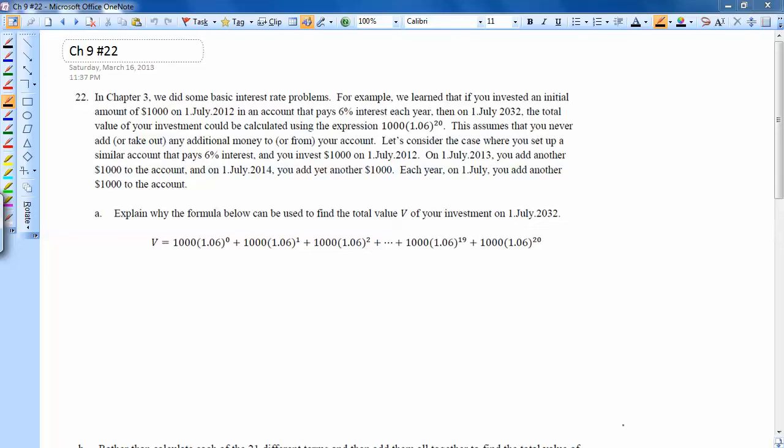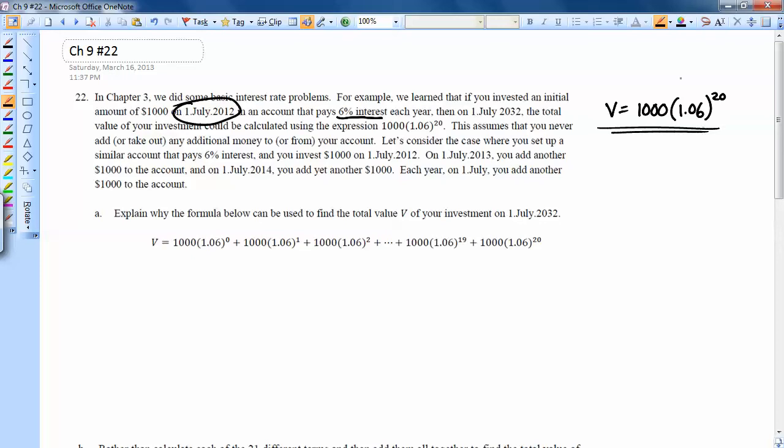Okay, so I want to look at chapter 9, number 22, which looks complicated, but it's actually pretty simple. The intro paragraph here is describing stuff that we did back in chapter 3, which says if you invest $1,000 on this date right there, and it pays 6% interest every year, then 20 years later, you could figure out the value of it by just taking 1,000 and multiplying it by 1.06 to the 20th. So this was the interest idea that we learned way last semester.